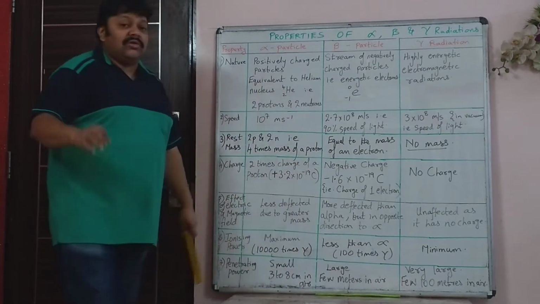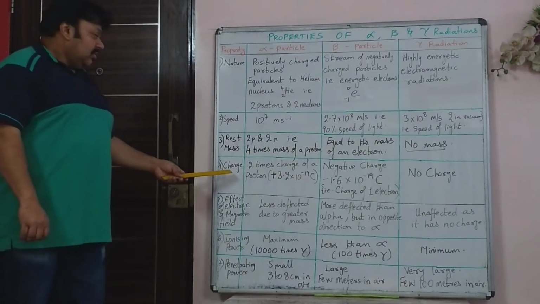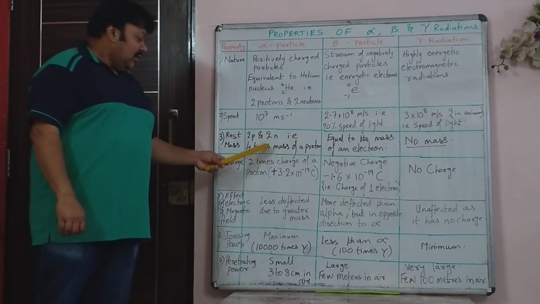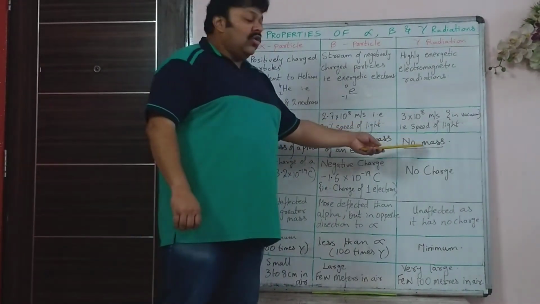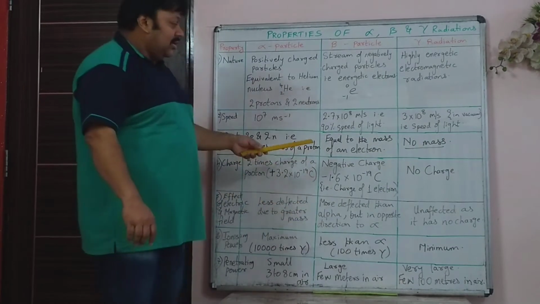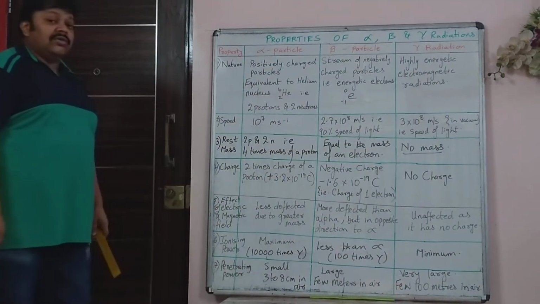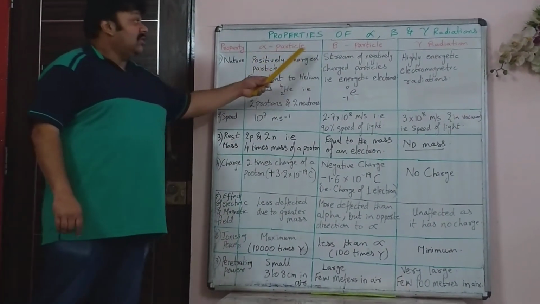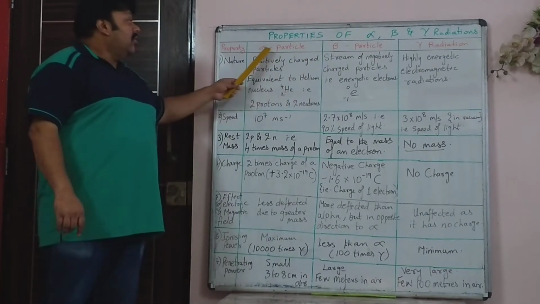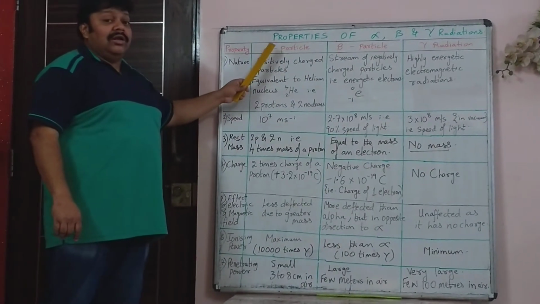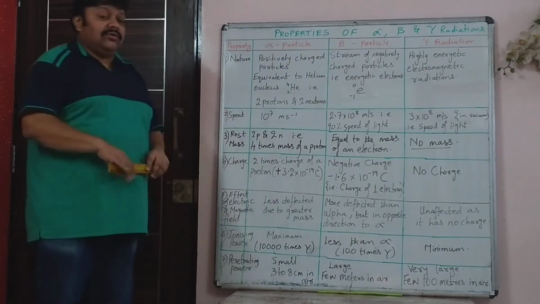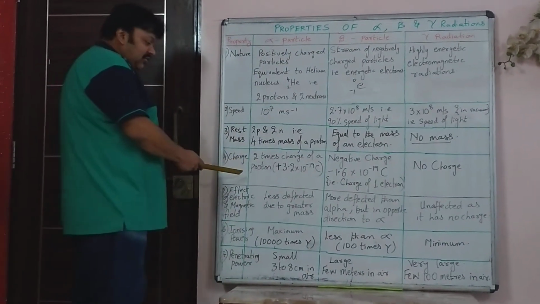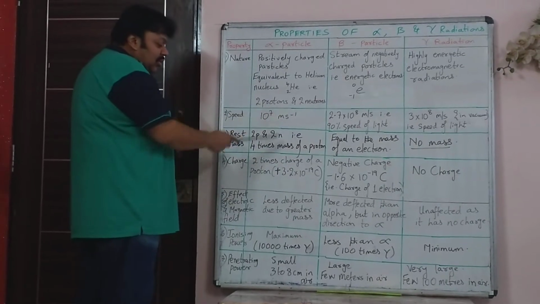Beta has the mass of 1 electron. So maximum mass is for alpha, less is for beta, and absolutely no mass is gamma. That's why it is called radiation, whereas these both are called particles. You don't write alpha radiation, you write alpha particle, beta particle. Gamma is a radiation. And charge, this has the charge of 2 protons.